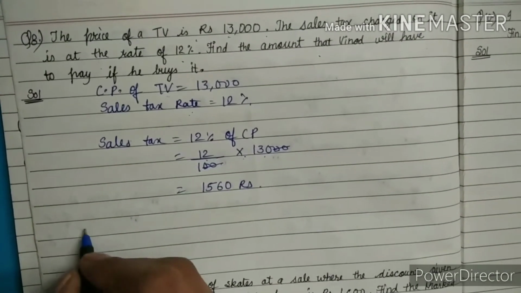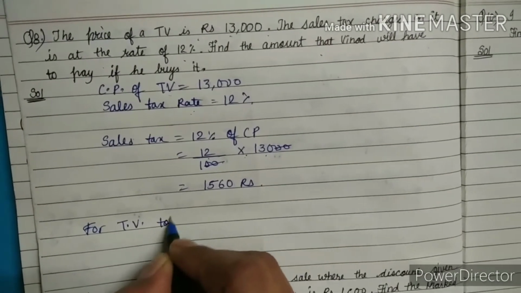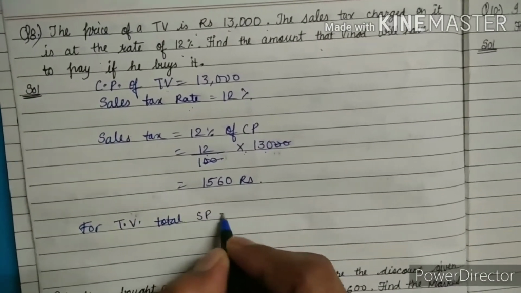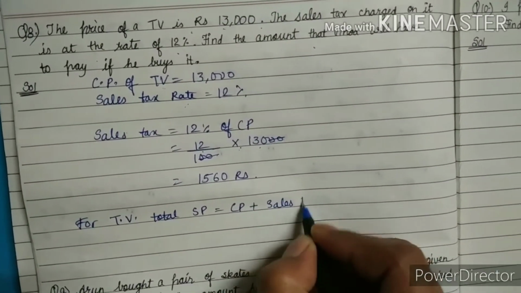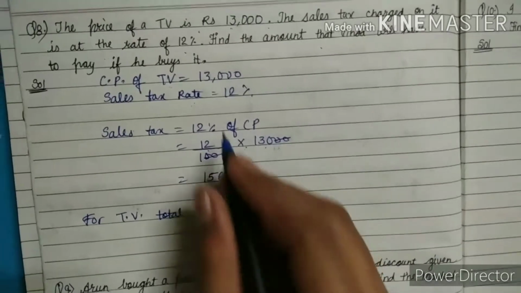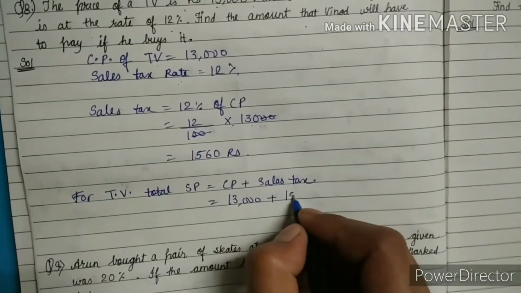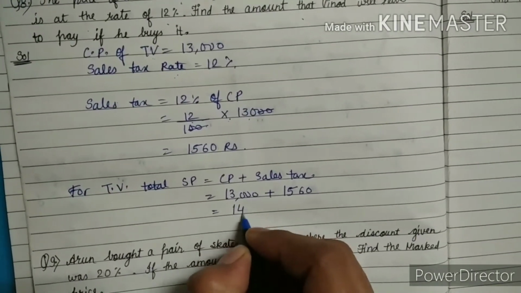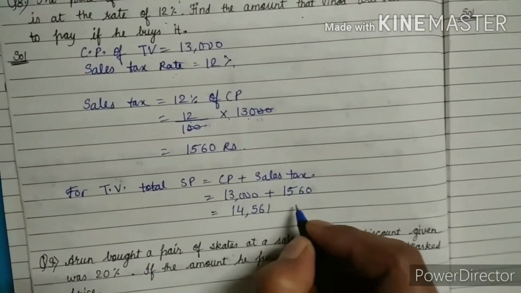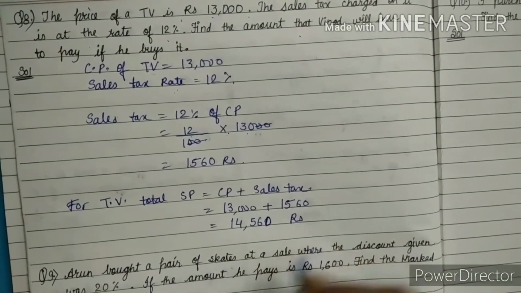But for the TV, the total selling price is cost price plus sales tax. So the cost price is 13,000 and the sales tax is 1,560. So Vinod has to pay 14,560 rupees.